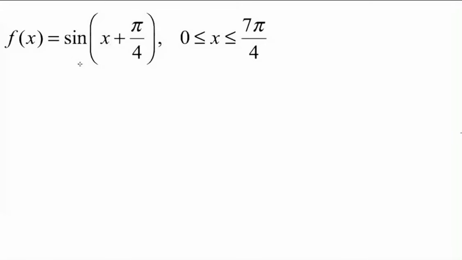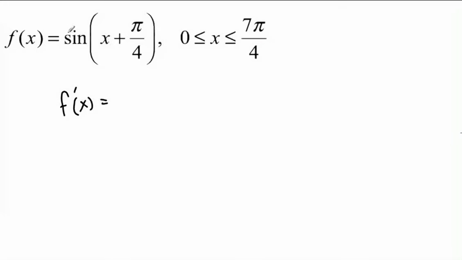All right, with this one, we are trying to find the maxes and mins within 0 and 7 pi fourths. 7 pi fourths is really close to 2 pi, so we're going from 0 to almost 2 pi, but not quite 2 pi. So what we need to do is find the derivative of this right here.